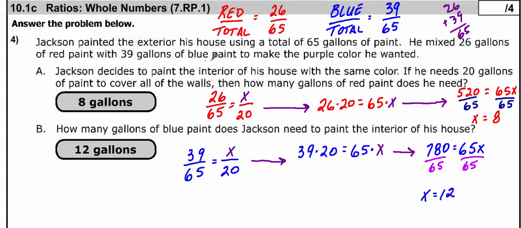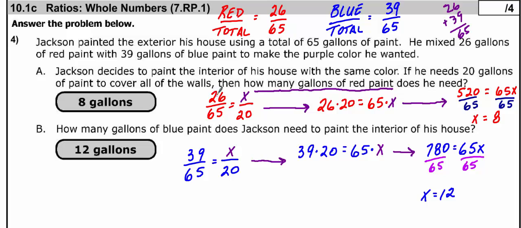So he decides to paint the interior of his house with the same color. If he needs 20 gallons to cover all the walls, how many gallons of red does he need? Well, we know our ratio was 26 red to 65 total. How many gallons of red paint? That is our X. That's the unknown amount.